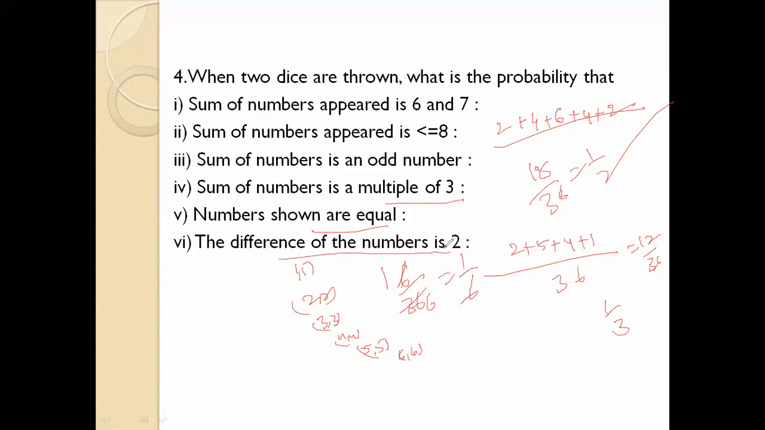The difference of numbers is 2. In how many cases we get? The difference is 2. So 1, 3, 2, 4, 4, 2, 4, 6, 5, 2, 6, 4. 1, 2, 3, 4, 5, 6. 3, 7 cases. 7 by 36. So in this way, we find answers all these type of questions.